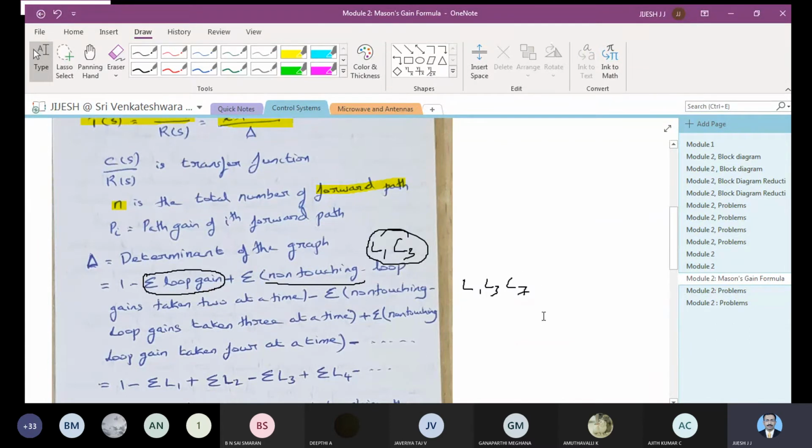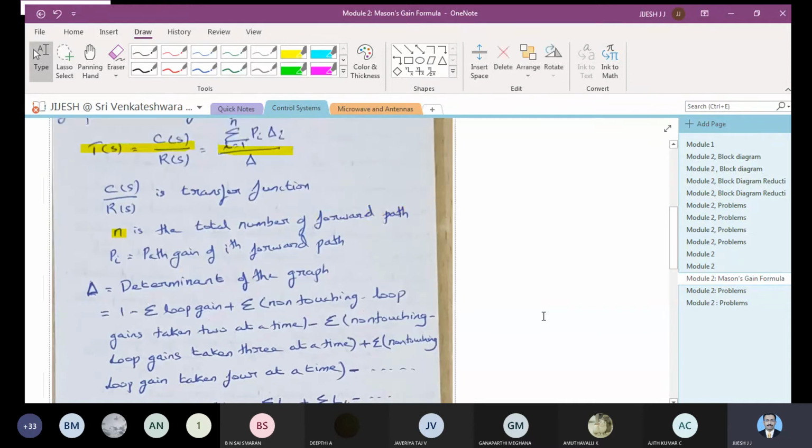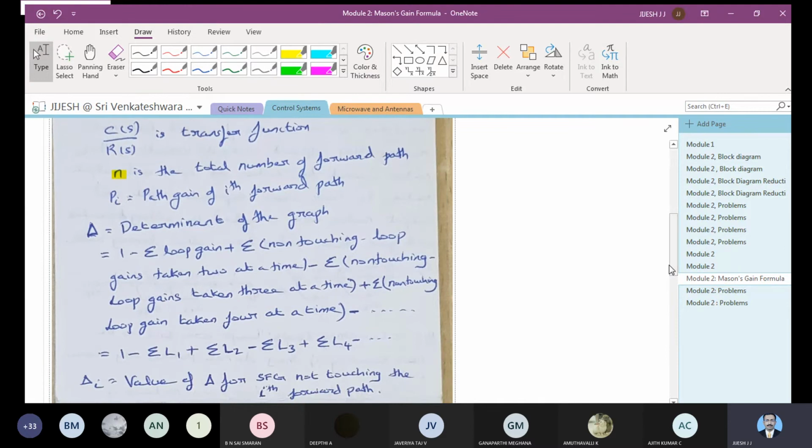So that is this equation. It's a general equation for a huge problem as well. That's why in most cases problems come up to non-touching loops taken 3 at a time maximum for you. I have very rarely seen problems with non-touching loops taken 4 at a time. Four at a time non-touching loops means the problem will be too complicated. So in most cases this is what you will get.